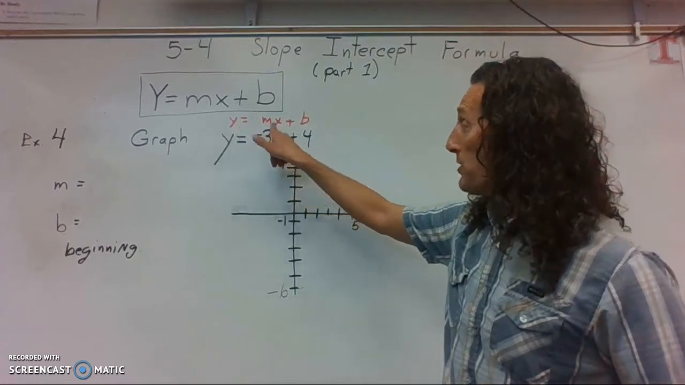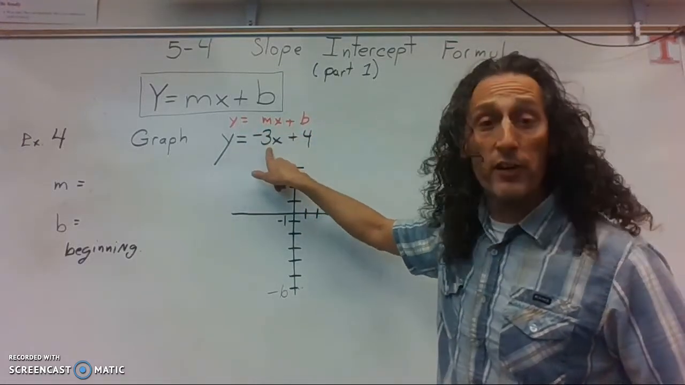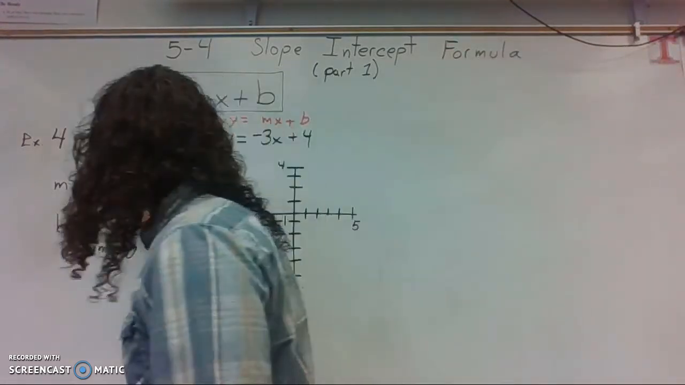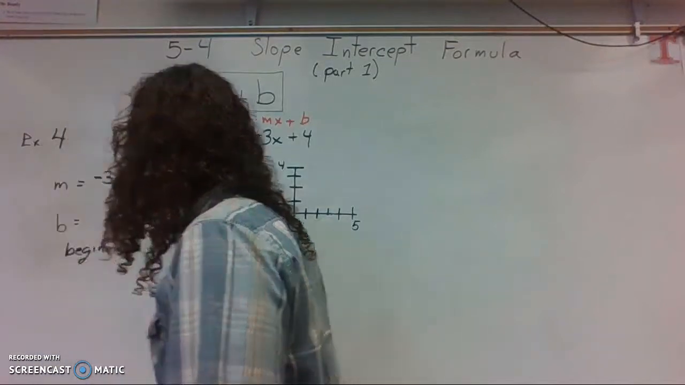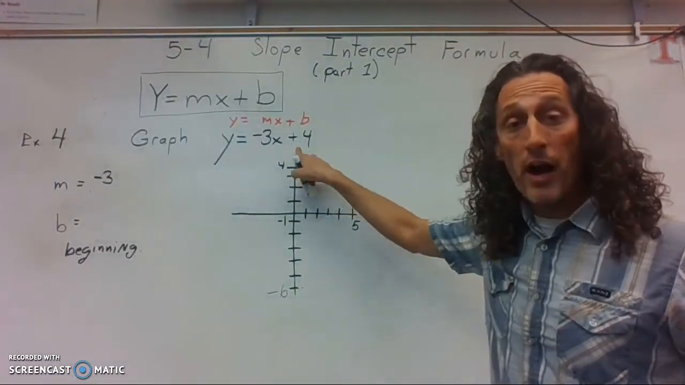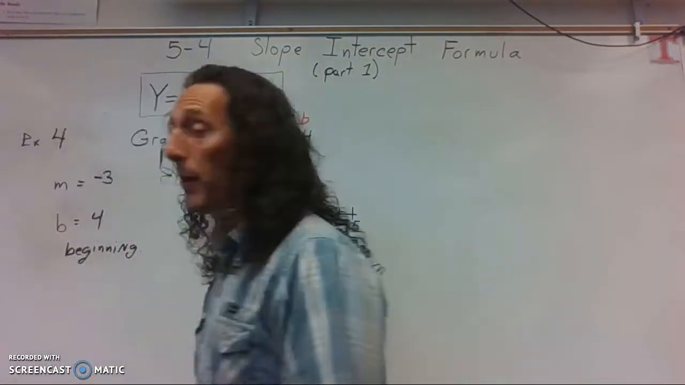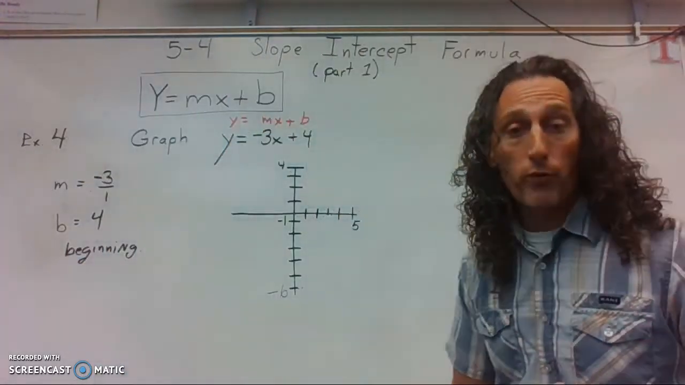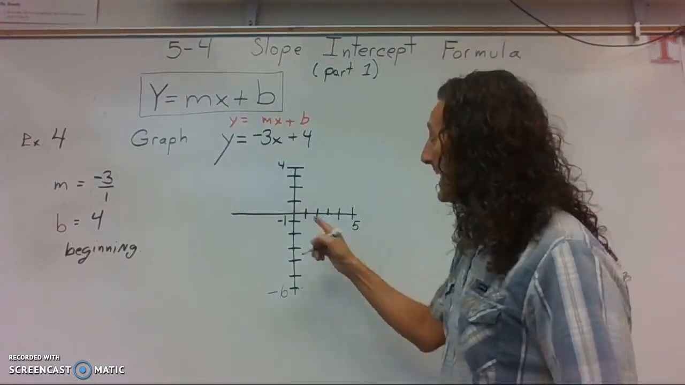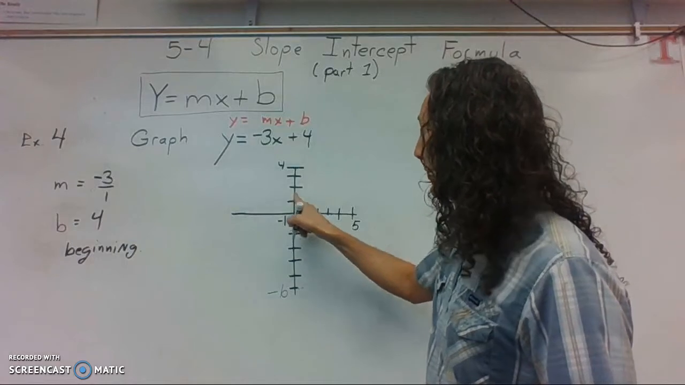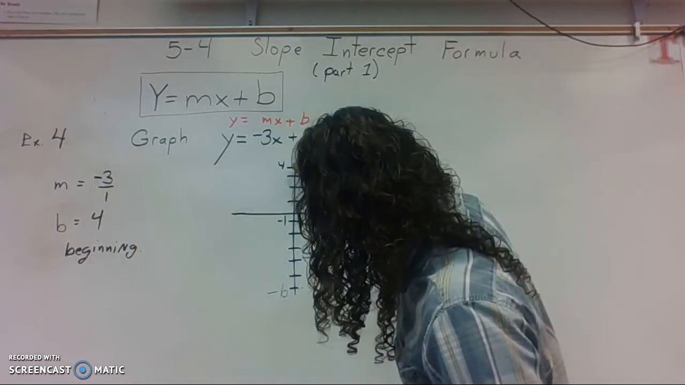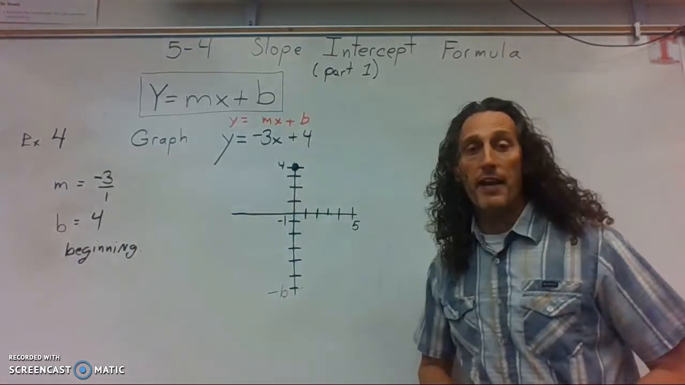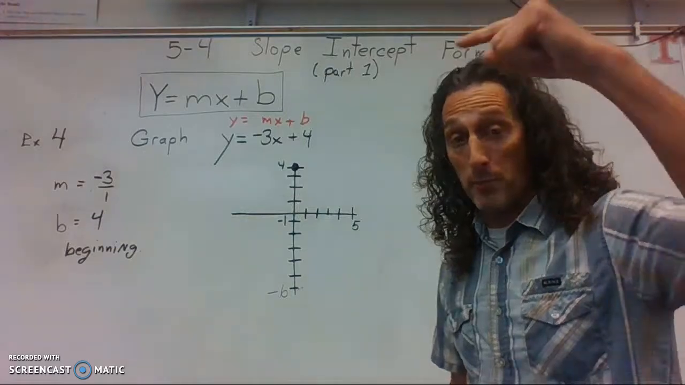If you write the equation right above it, whatever number is in front of the x is your slope. So my slope this time is a negative 3. My b happens to be a positive 4. Remember, slope should look like a fraction, so it's over a 1. Go to my y-intercept, that's the beginning. So 1, 2, 3, here's my 4, right there. There's my beginning dot.